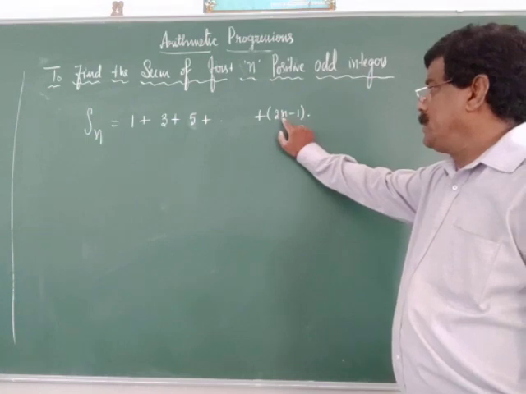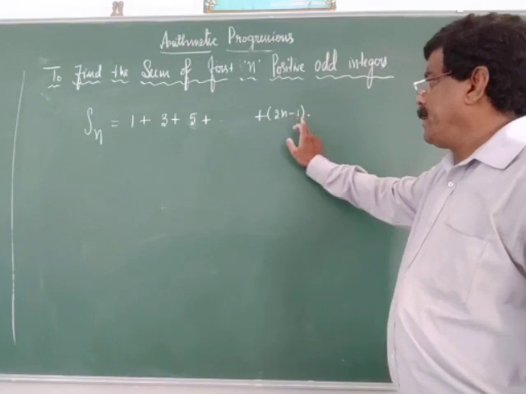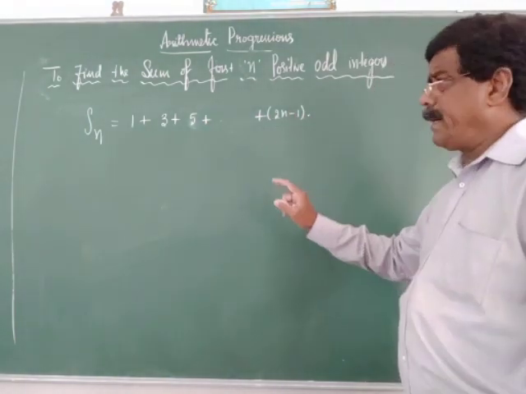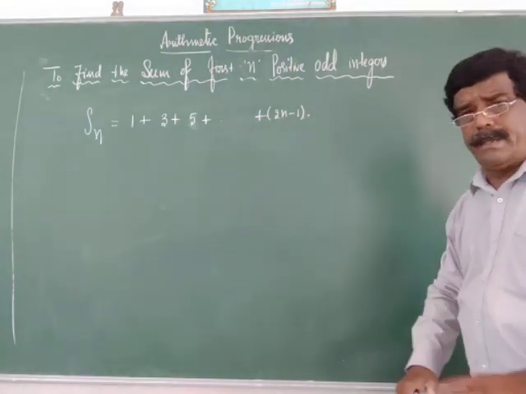So 2 threes are 6. 6 minus 1 is 5. Like that, 2 fours are 8. 8 minus 1 is 7. It's like that, you are going to get the odd numbers only. 1 plus 3 plus 5. So nth term of odd number is 2n minus 1.